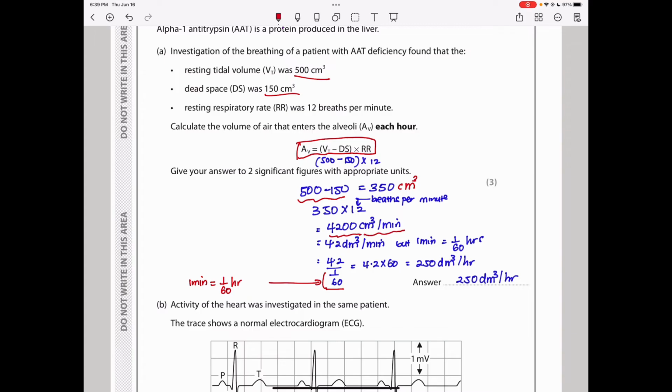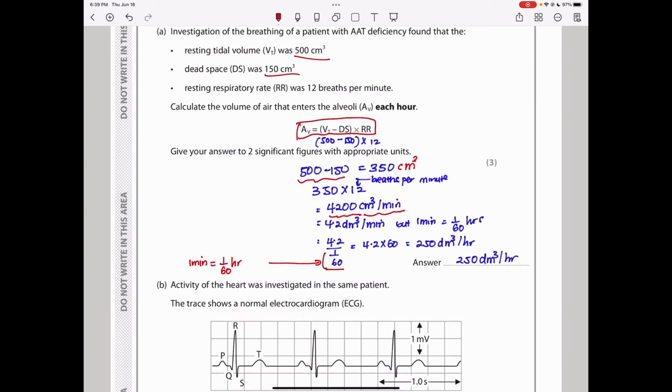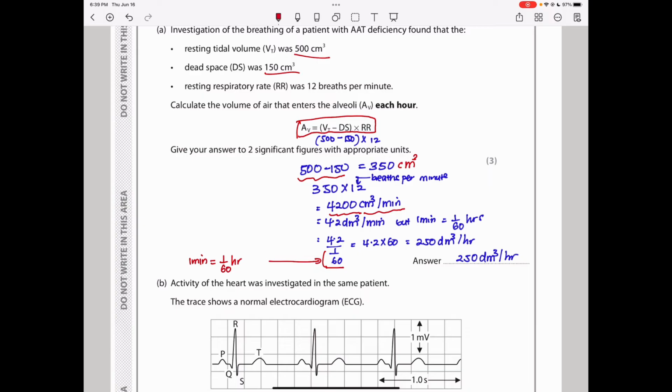Since I got this as the rate, I had to convert that to the appropriate units. If you want to convert that to decimeters cubed per hour, you first convert centimeters cubed to decimeters cubed by dividing by 1,000. So 4200 divided by 1,000 is going to be 4.2 decimeters cubed. But remember, it's per minute, and 1 minute is 1/60 hour. So we come up with something like this: 4.2 divided by 1/60, which gives us that. Therefore, the final answer will be 250 decimeters cubed per hour. That is the answer we are looking for.